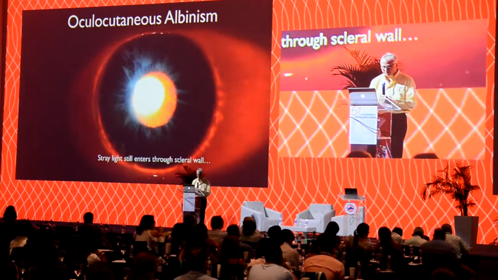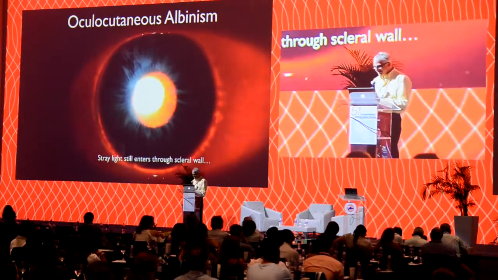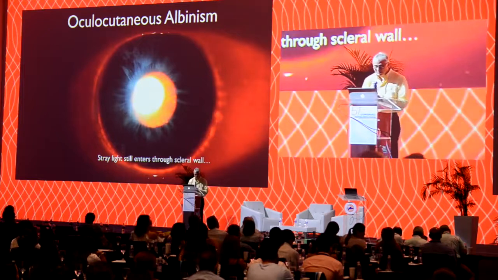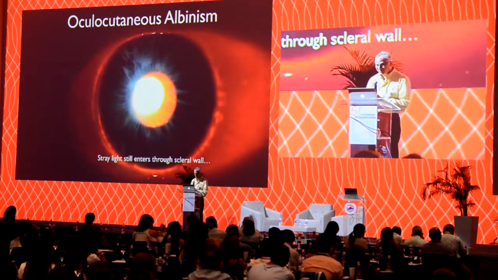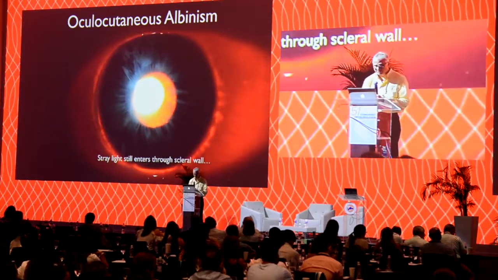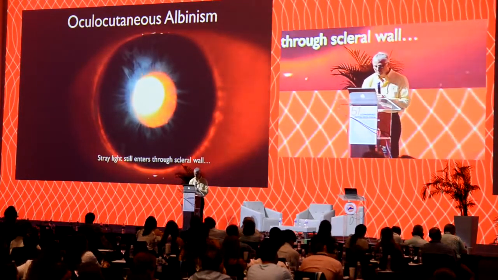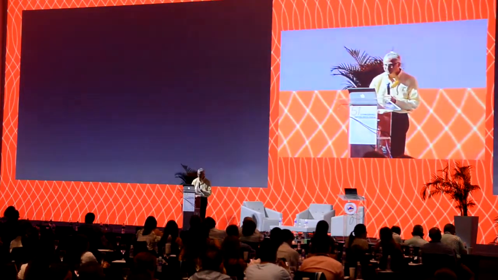But do keep in mind that in albino patients, it will not eliminate their light sensitivity. They also have no pigment in their choroid and no pigment in their RPE, so there's stray light that actually enters the eye through the scleral wall, so they will still have some residual issues with that.